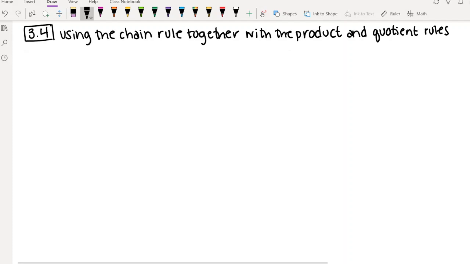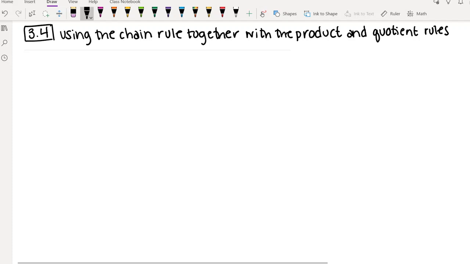Hi everyone. So in today's video, we're going to be looking at some examples. So basically just going to be spending the whole video doing examples of functions that are a little bit more complex than the ones that we did earlier in the week, where we're going to have to use both the chain rule and either the product or quotient rule. Or in one case, we're going to have to actually use the chain rule twice.